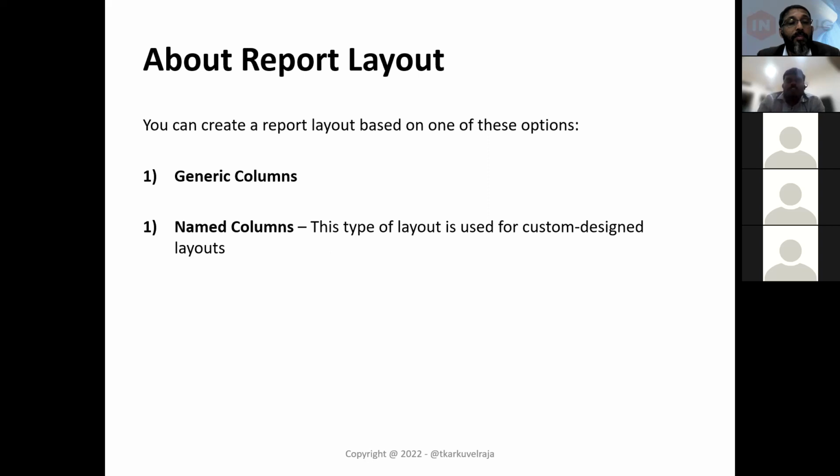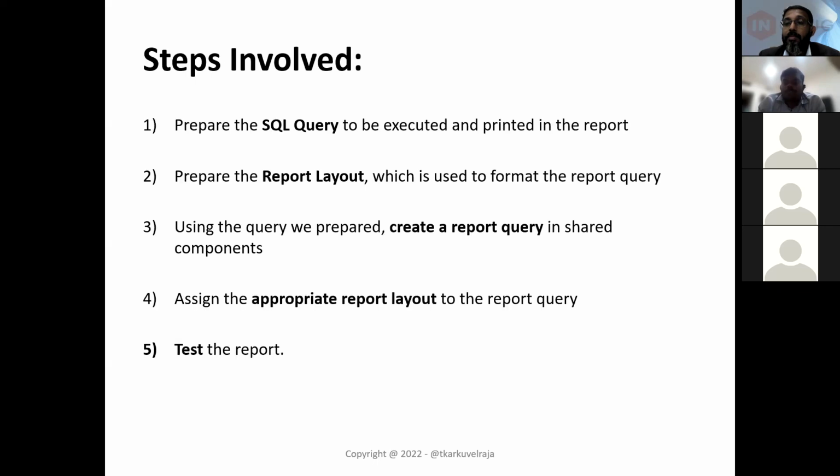report layout. Oracle APEX has split the report layout into two sections. One is generic columns and another one is named columns. Generic columns, we need not talk much about, because generic means by default it will be created. For example, if your SQL query has 10 fields, all the 10 fields will appear in the generic columns. If it is named columns, you can do some customization. This type of layout is used for custom designed layouts, which is called named columns, which we are going to see now. Okay.